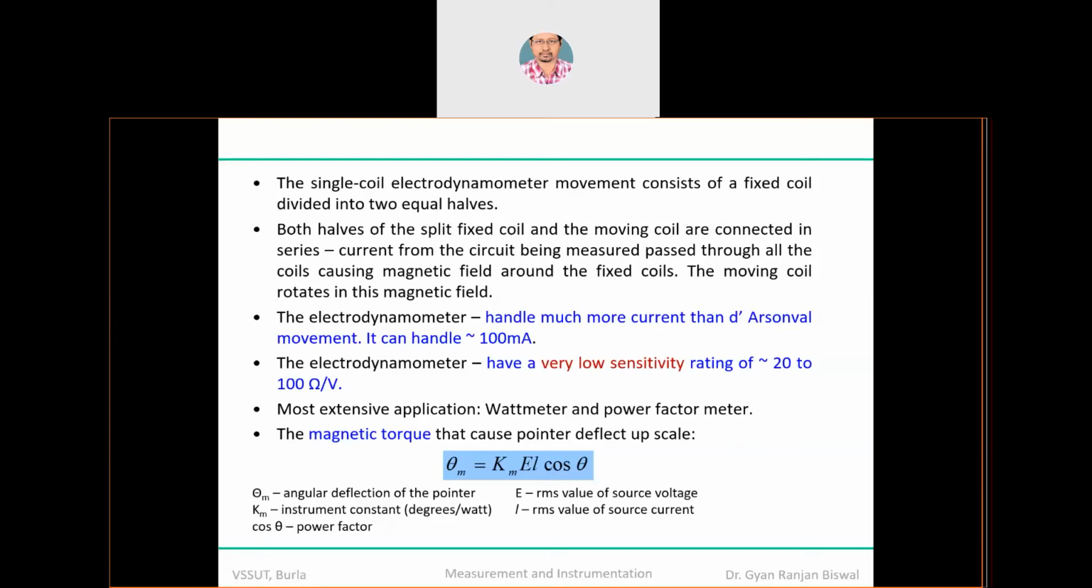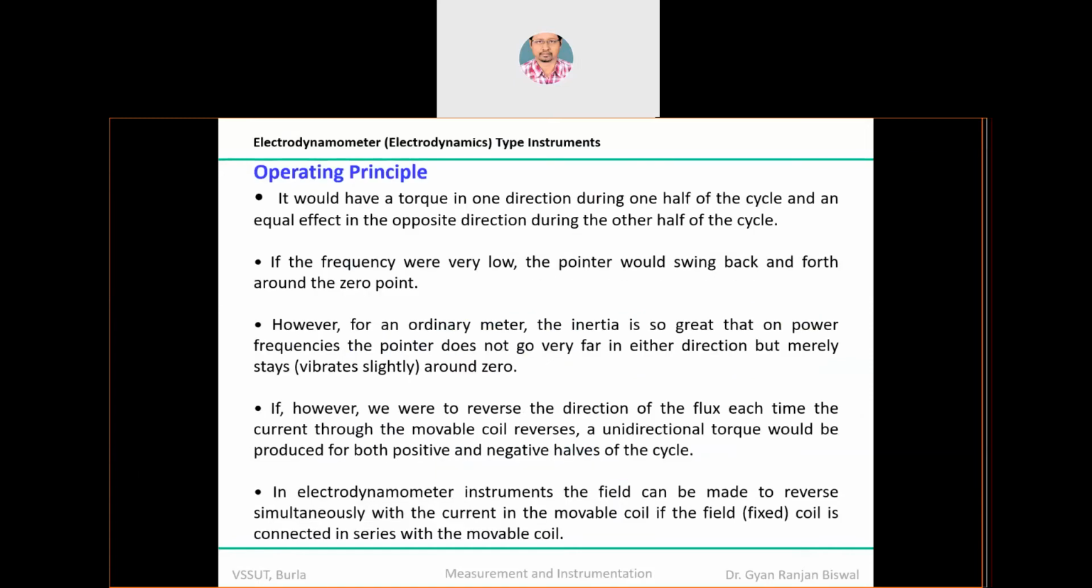I is the RMS value of the source current, and cos theta is the power factor, the real power factor. So it is E I cos theta. If I remove the proportionality constant, here I am assuming that the instrument proportionality constant is going to be replaced by the Em. Clear?